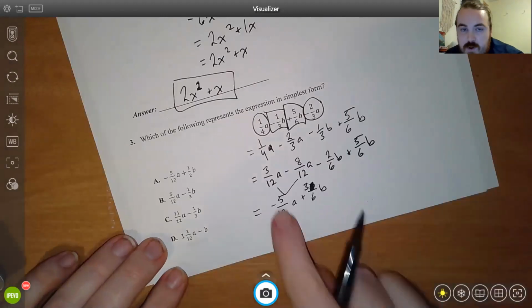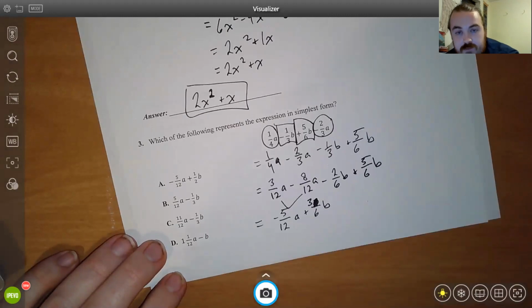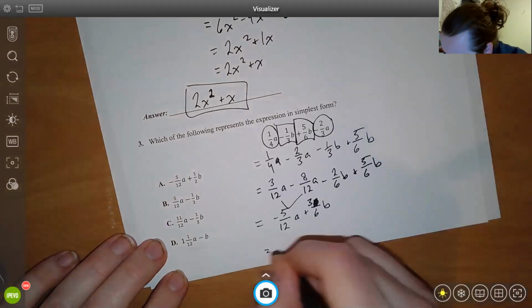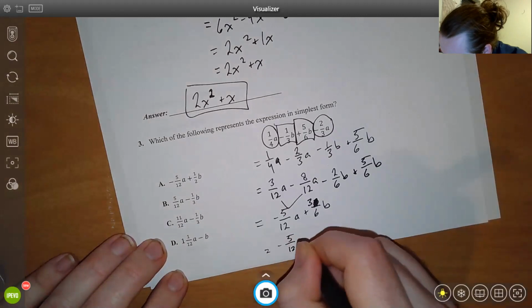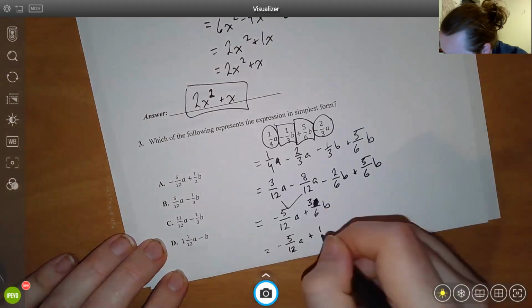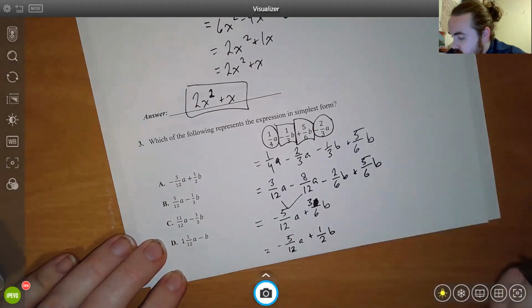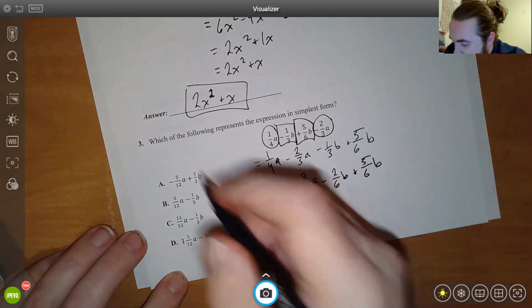All right, so 5 and 12 can't be divided by the same number. Oh, but 3 and 6 can. 3 and 6 can both be divided by 3. So it's still negative 5/12 A. But 3 divided by 3 is 1. 6 divided by 3 is 2. Plus 1/2 B. 3/6 is the same as 1/2. So we look for our answers. Oh, that matches A.